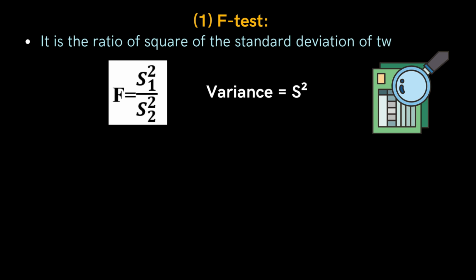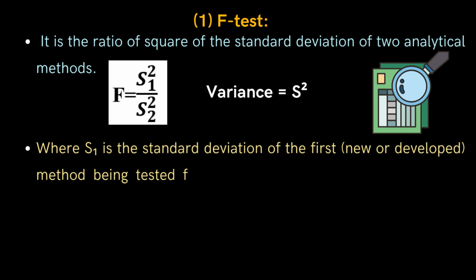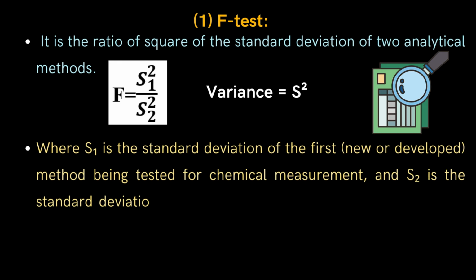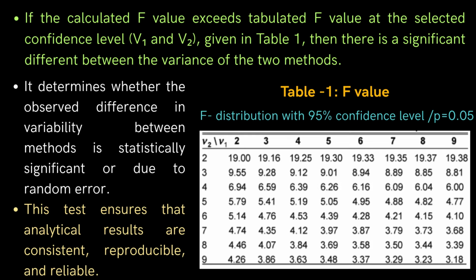It is the ratio of the squares of the standard deviations of two analytical methods. The square of the standard deviation is called variance. Here, S1 is the standard deviation of the first, new or developed, method being tested for chemical measurement, and S2 is the standard deviation of the standard or reference method used to check the variability of the first method. After finding the calculated F value from two analytical methods, the value is compared with the tabulated value, which is the standard value, given in Table 1.